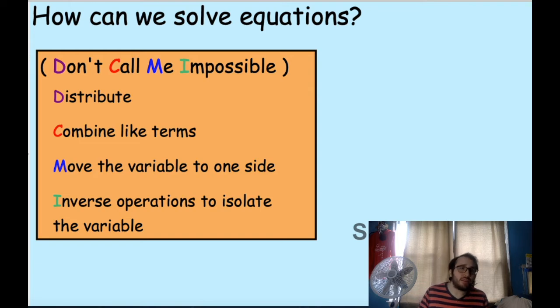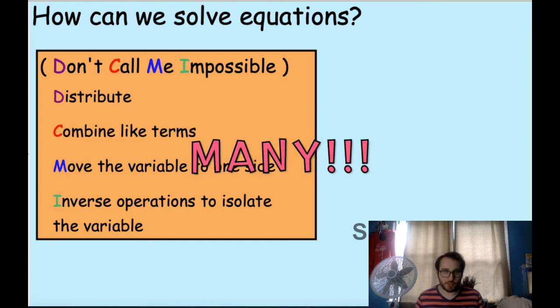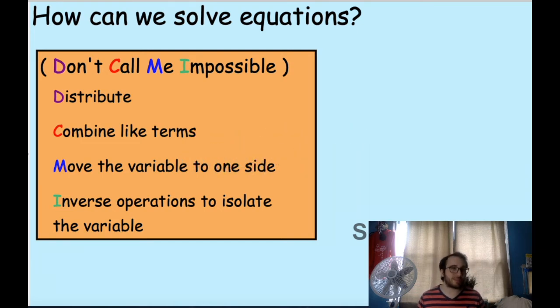Now, to be fair, there are many ways to solve equations. However, since we notice that a lot of students have trouble with solving equations, this seems to be a great thing to use if you're stuck. So the steps are distribute, combine like terms, move the variables to one side, and then use inverse operations to isolate the variable. So we're going to do, I think, 3 examples of this, and then we're done for today.